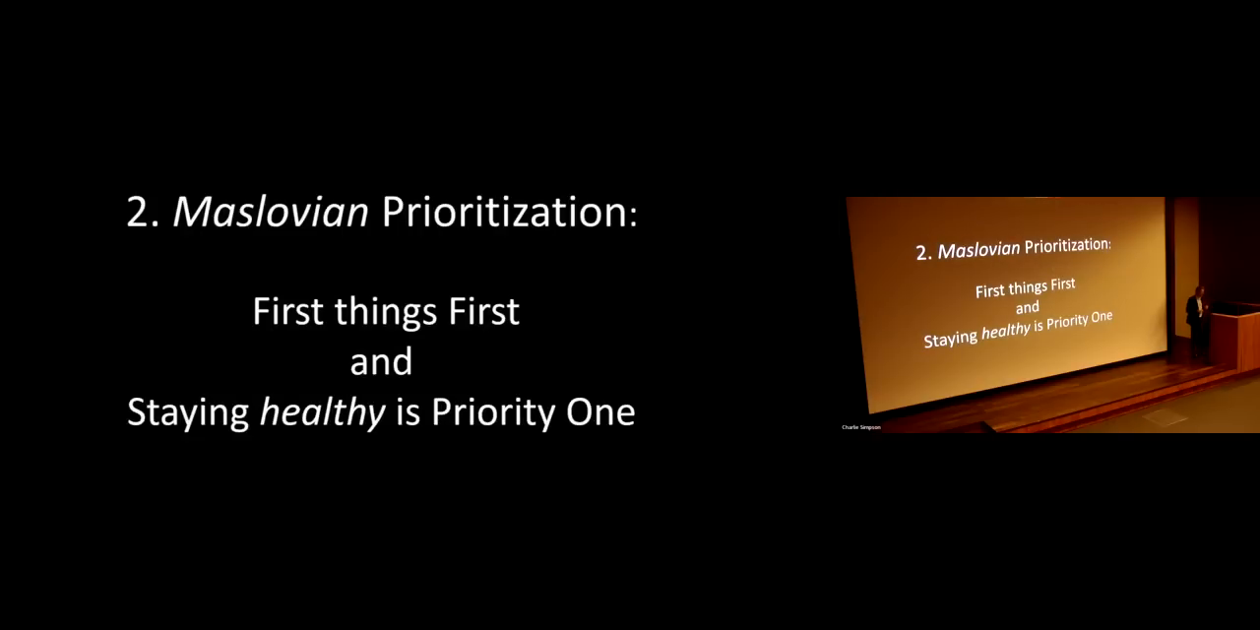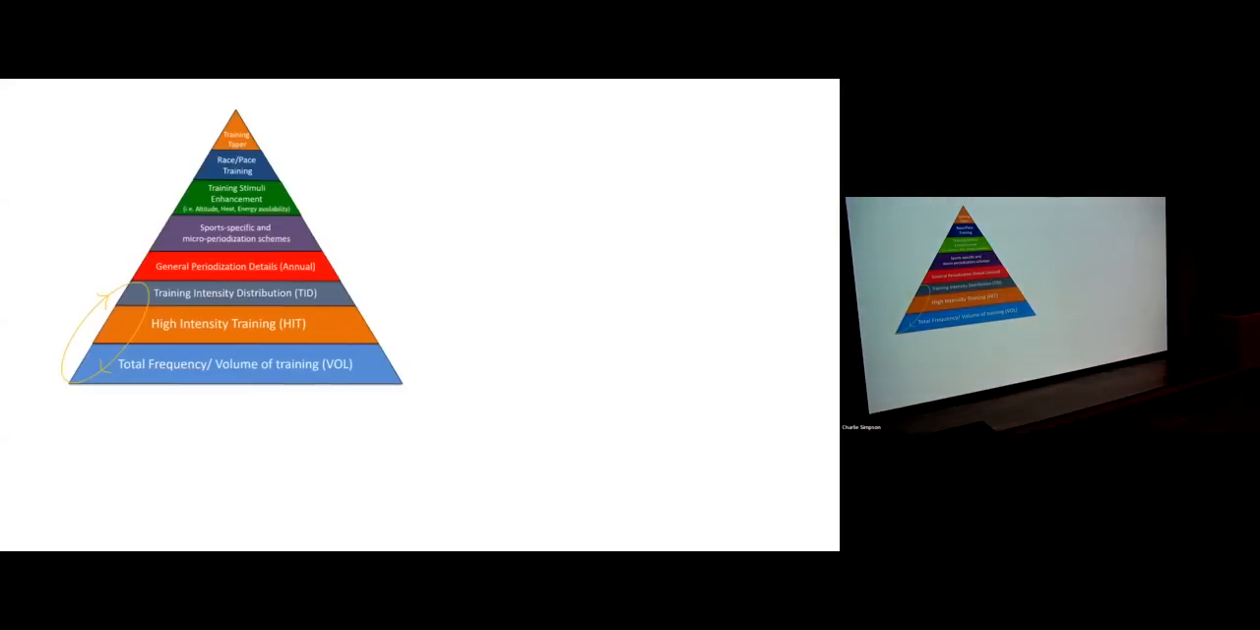So, point 2, Maslovian prioritization. I would say it boils down to first things first, and staying healthy is priority 1. About 5 or 6 years ago, I put this out on Twitter. I was perturbed by the fact that it seemed like things were turned upside down, that things that didn't matter very much were getting lots of attention, and the basic things were being ignored. And the basic things in endurance training: you've got to train a lot. We haven't figured out a shortcut to that if you want to be exceptionally good in endurance. You need to train regularly.